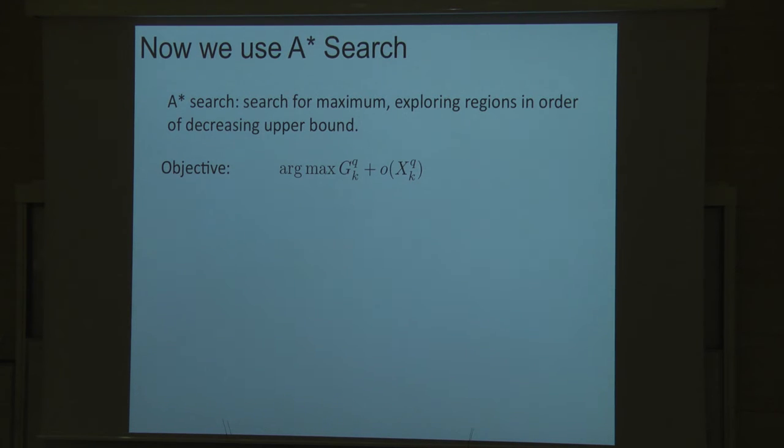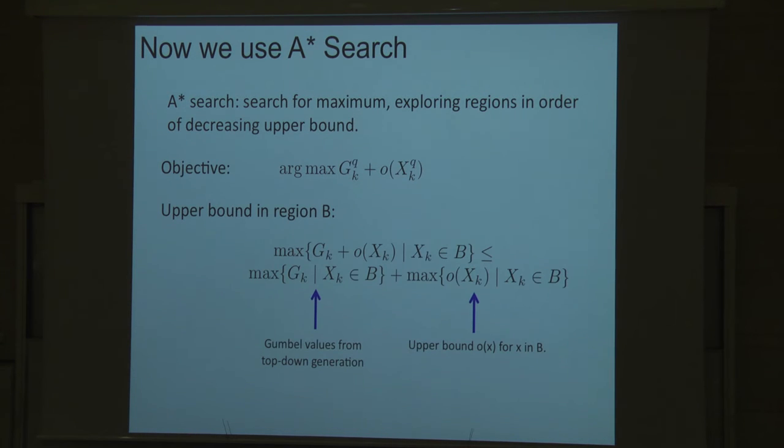And then we're going to explore that region. In doing this, we're going to divide up space further, compute new upper bounds, and keep doing the search until we have provably found the maximum of this thing. Okay, so where does the upper bound come from? I told you from the last slide, these are the samples from the tractable Gumbel process, and then we have this O function that we're adding.